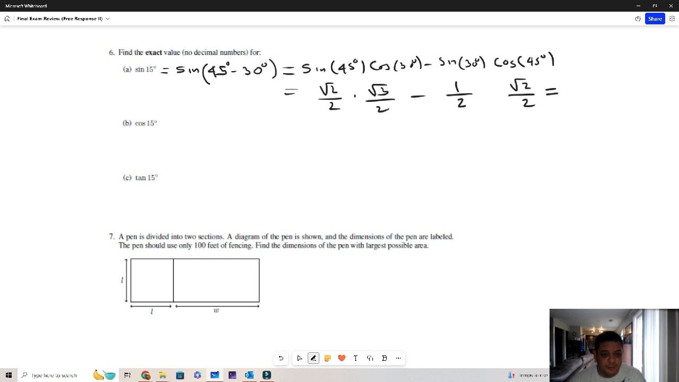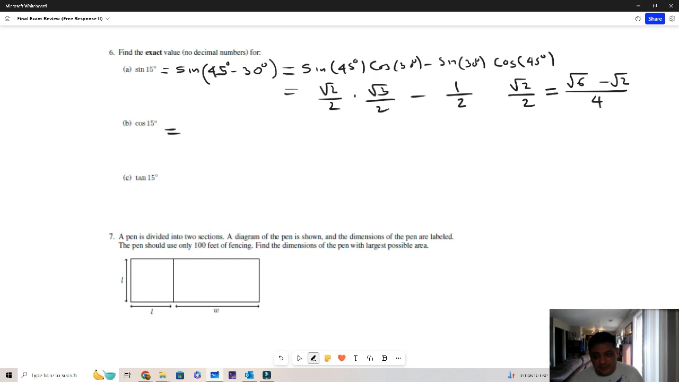Then to finalize this, I can multiply the roots. Notice that I can multiply, and this is going to multiply whatever is inside. This is going to be a square root of 6 minus a square root of 2, and then it's going to be divided by 4. So that'll be the end for this one.